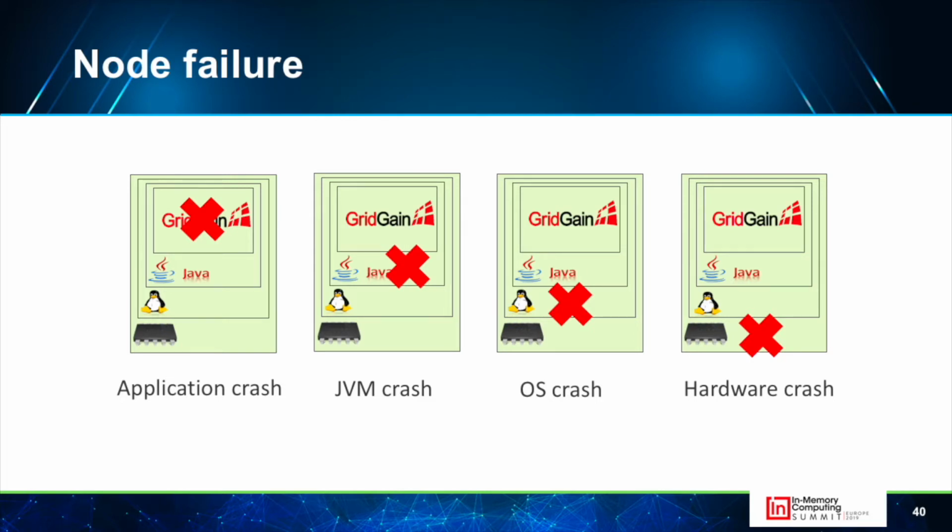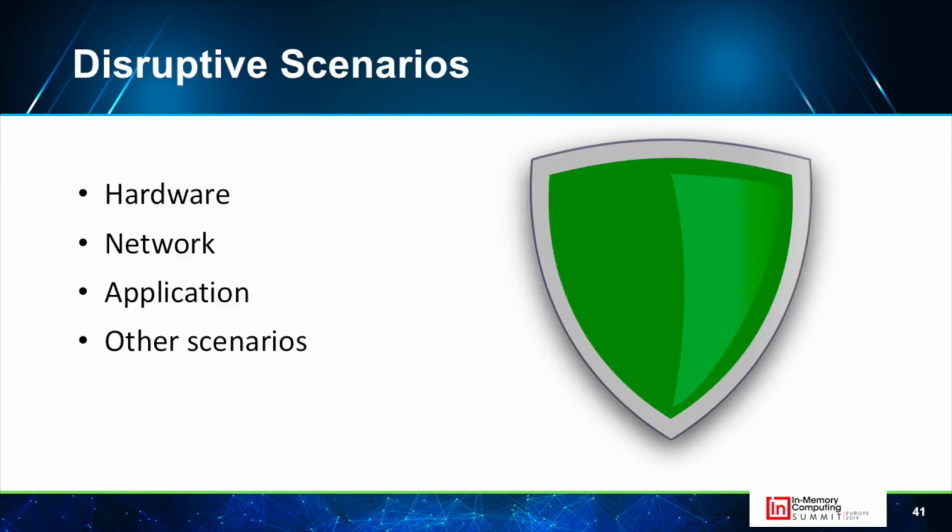Moreover, this can happen for absolutely different reasons. For example, an application may fail, or JVM may crash, or operating system may crash, or even worse, hardware may fail. All the possible cases we divided into 4 groups, wrote tests for them and called them disruptive scenarios. So we have hardware, network, application, and other scenarios.